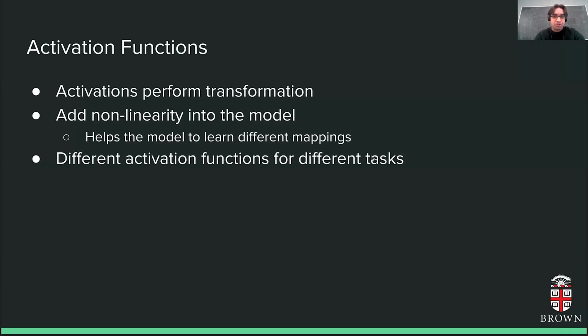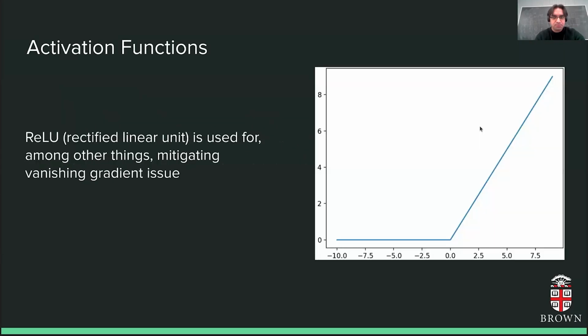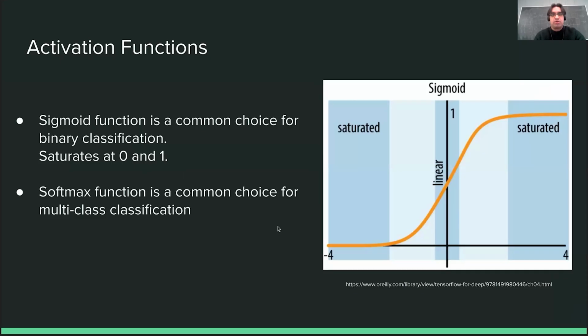And there are different activations for different tasks. So one example of an activation function is the rectified linear unit, also known as ReLU. It is used for, among other things, mitigating the vanishing gradient issue. Vanishing gradient, you'll understand in a few minutes, but it's basically a problem with neural networks, especially deep neural networks, where the gradients go to zero and the neural network stops learning.